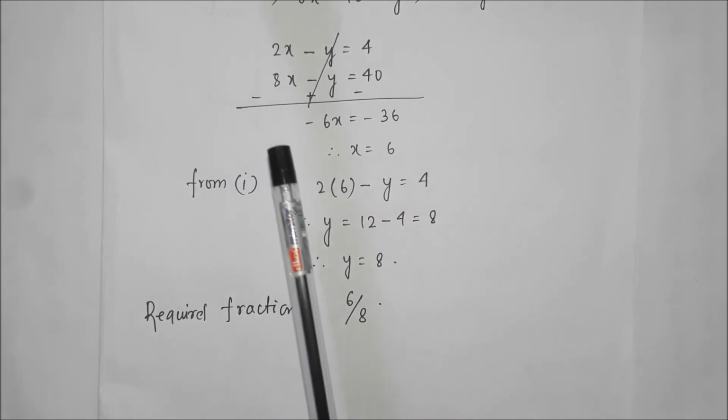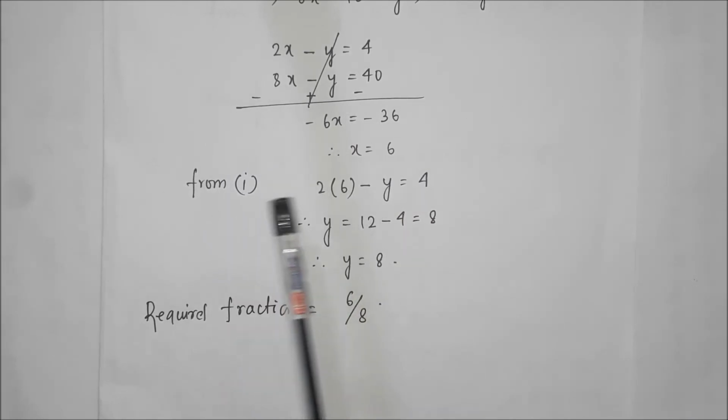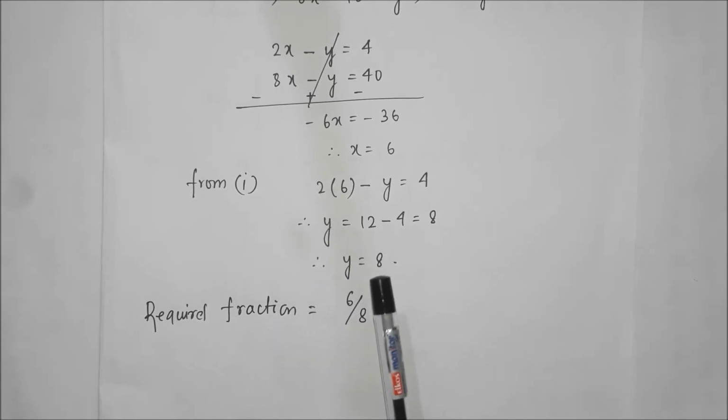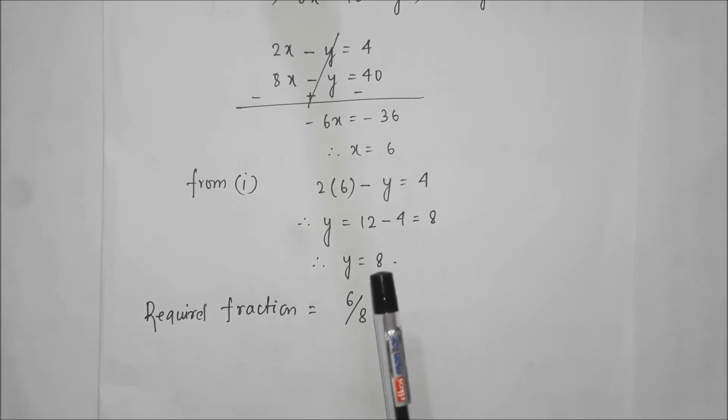Once you get the value of x, you can substitute in any one of the equations. Here I am substituting in 1 to find out the value of y. So x equals 6, y equals 8. Therefore, we write the required fraction is equal to 6 by 8.